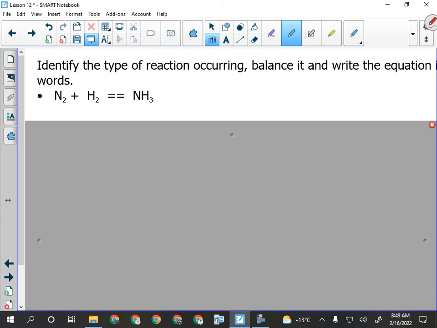In this reaction, I have nitrogen reacting with hydrogen. Both of these are elements or compounds? Elements. So, what reaction type starts with 2 elements as the reactants? Synthesis. So this is a synthesis reaction.